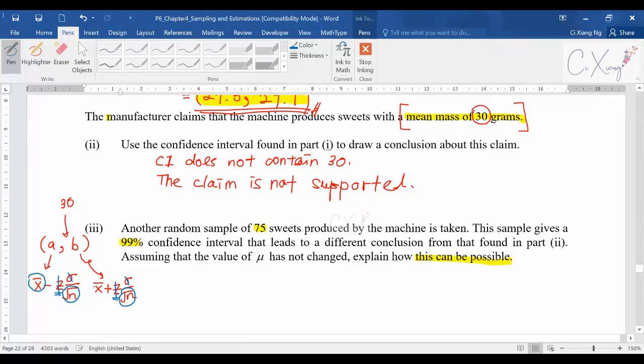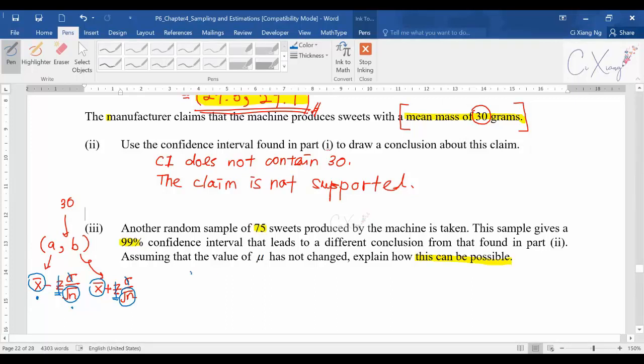And then for the sample mean, although you didn't calculate it out, by right you should know that the sample mean value should be different also, because one sample is with 65 sweets, so you calculate their mean, and for this one you're having 75 sweets, and you calculate the mean for these 75 sweets. So very high chance that you won't get the same value for the sample mean. Because these two values are different, therefore the confidence interval that you calculate is also different. So that's why it leads to a different conclusion.